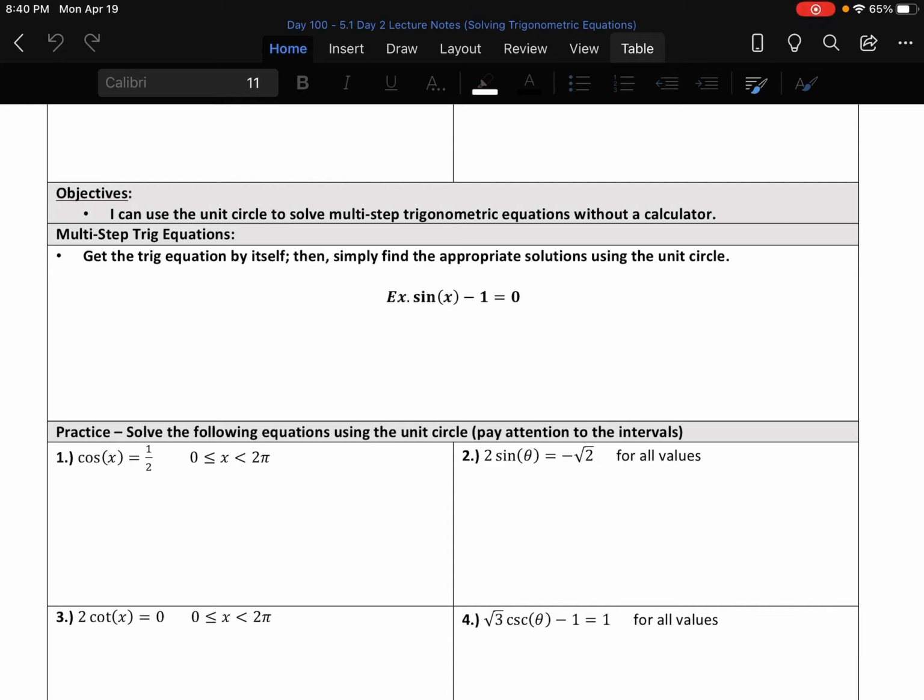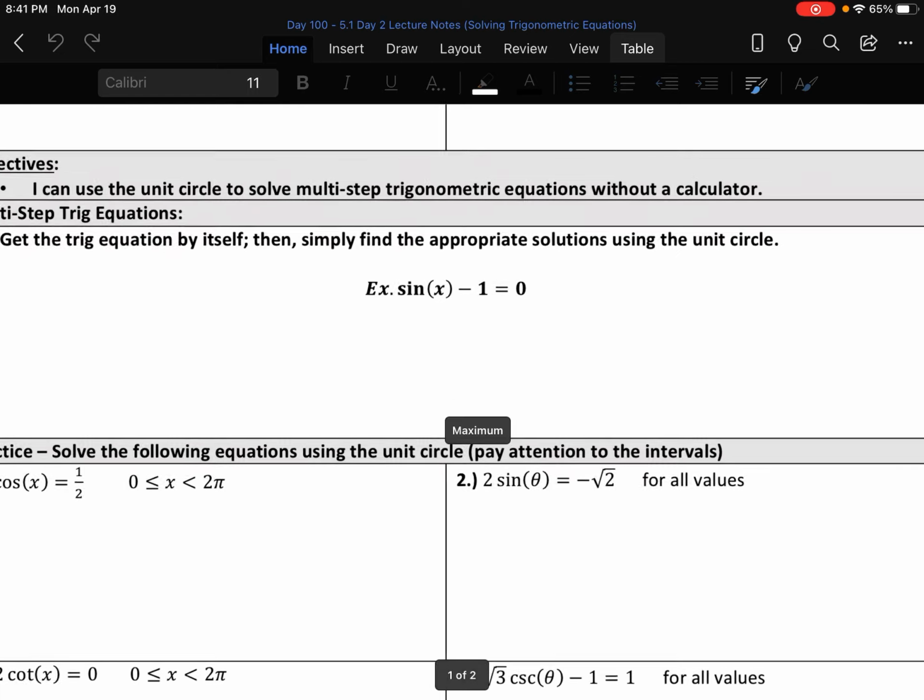Okay, so the objective for today: I can use the unit circle to solve multi-step trigonometric equations without a calculator. The equations that we're going to be looking at today will be solved without using a calculator, even though you can follow the exact same steps that we're going to be outlining today, even with problems where the values are not easily identifiable on the unit circle. So let's look at this first example.